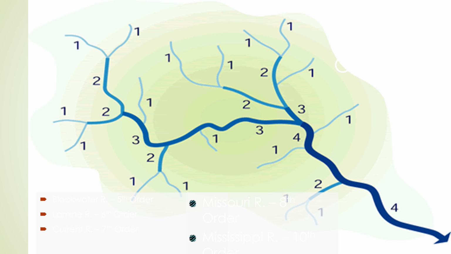For example, here is the stream order at the mouths of several rivers. The Blackwater River here in Missouri is fifth order. The Lamine River here in Missouri is sixth order. The Current River in South Missouri is seventh order. The Missouri River is eighth order. The Mississippi is 10th order, and the Amazon River is 12th order.